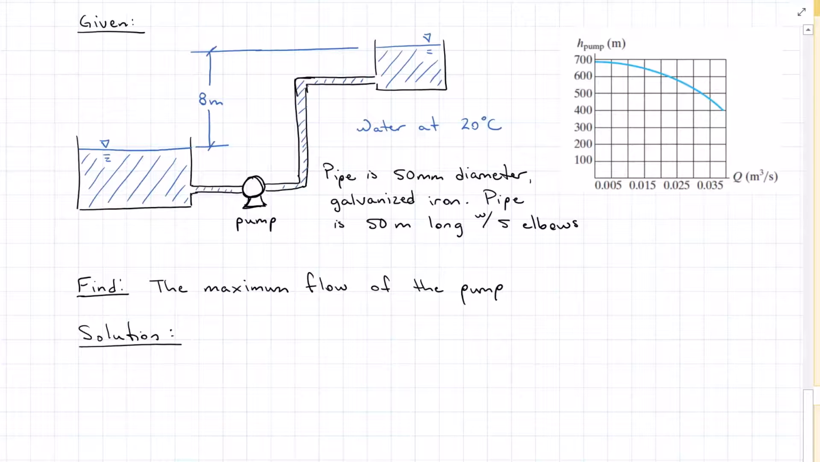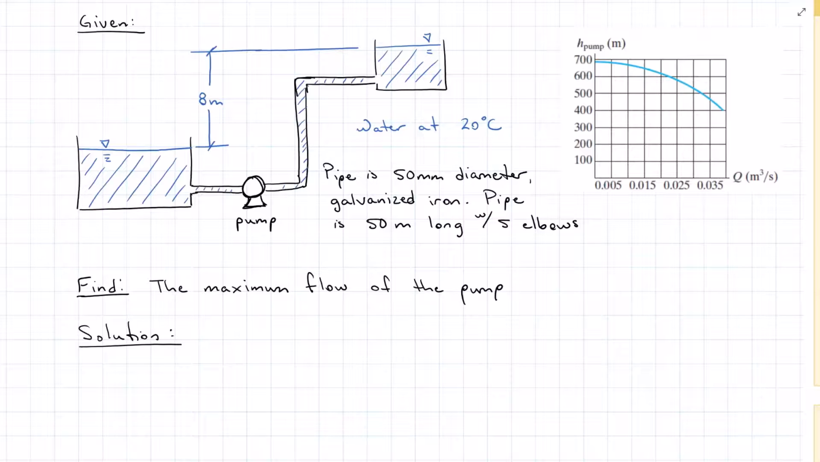Here we have a similar question where we have 2 reservoirs with a pump. The pump is represented by this diagram over here with head to flow rate. I have water at 20 degrees Celsius. The pipe is 50 meters long with 50 millimeter diameter galvanized iron, and it has 5 elbows. So those 5 elbows tell us that we need to remember to consider our minor losses. Find the maximum flow in the pipe.